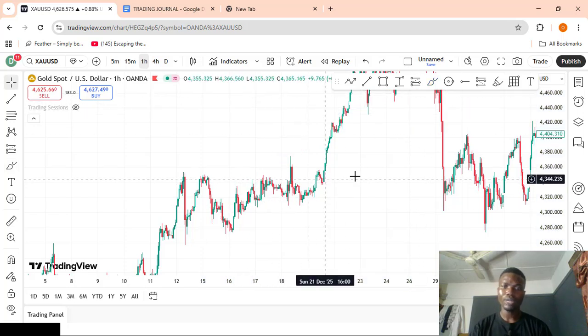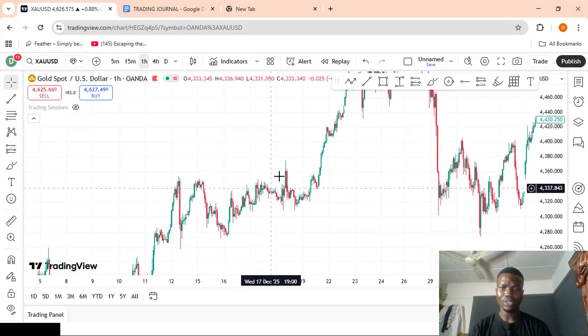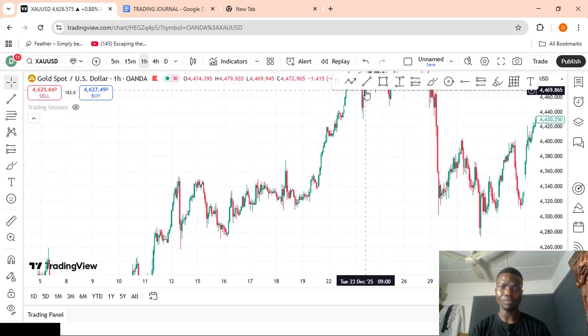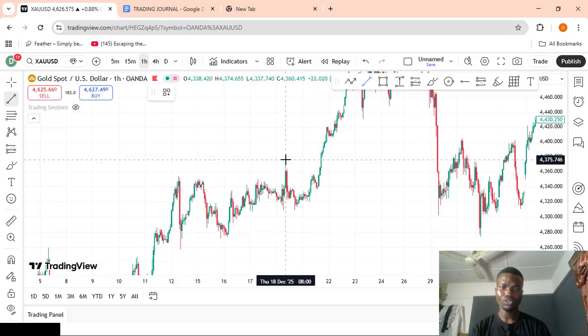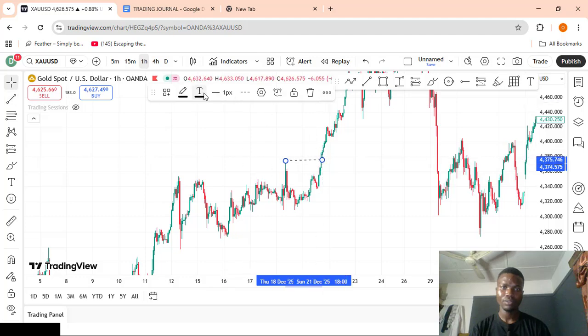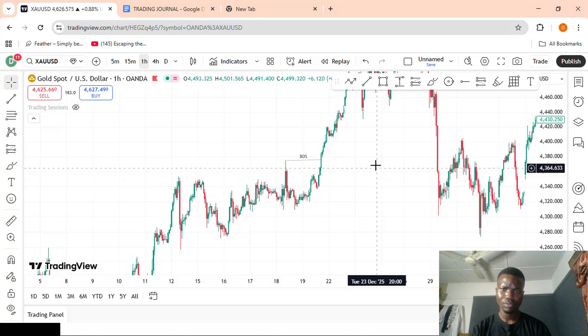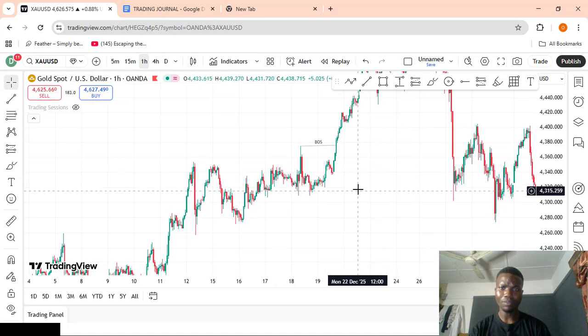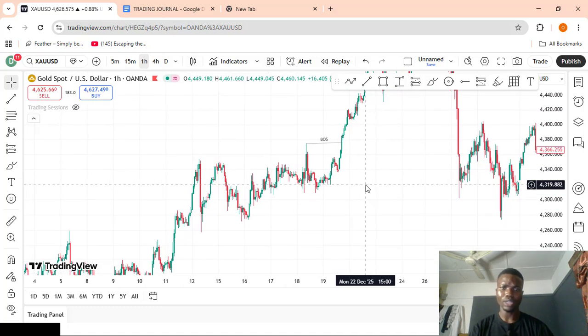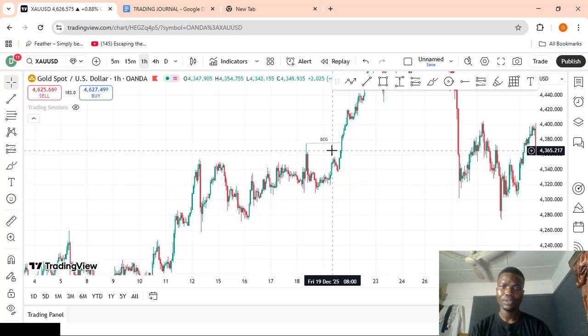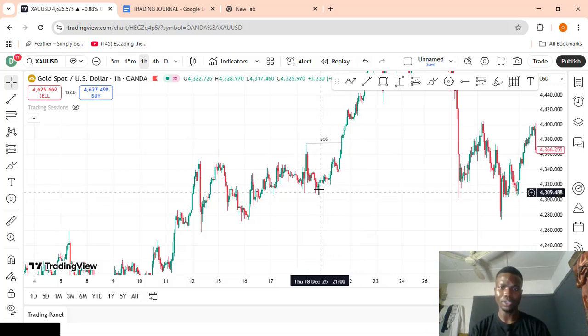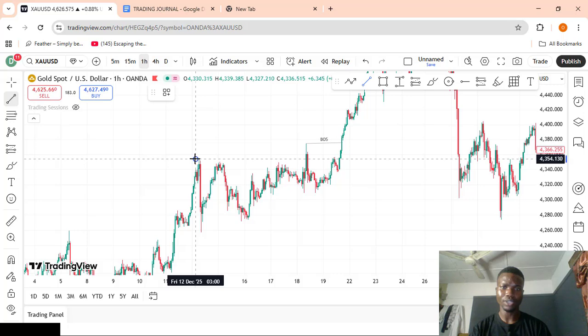So right now, how do we break this down? We break this down by marking our break of structure. We mark out our break of structure from here. Now, when we have a break of structure, I told you that we are going to have a demand area below it. So now we can see that we have this level being created right here.